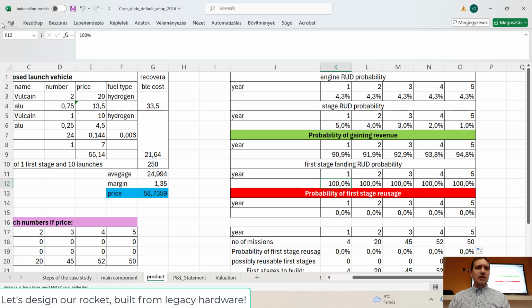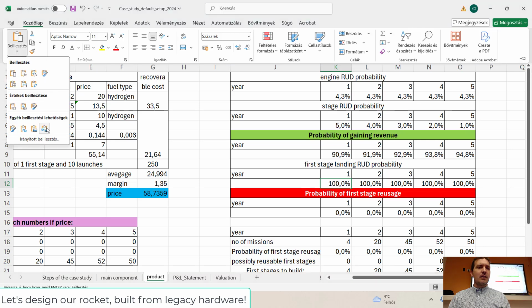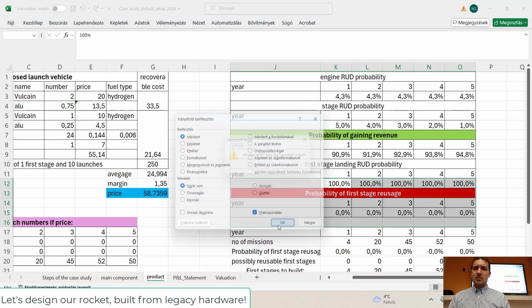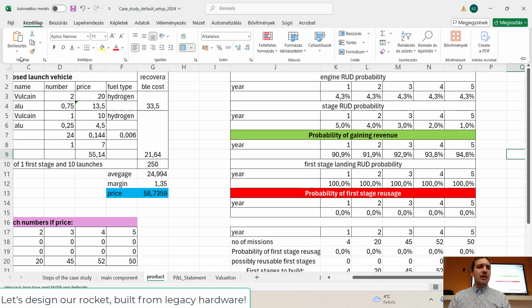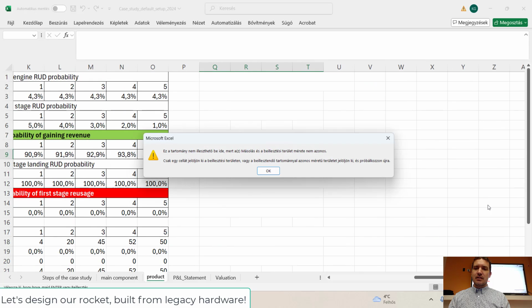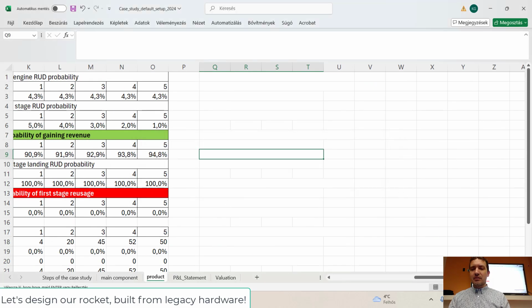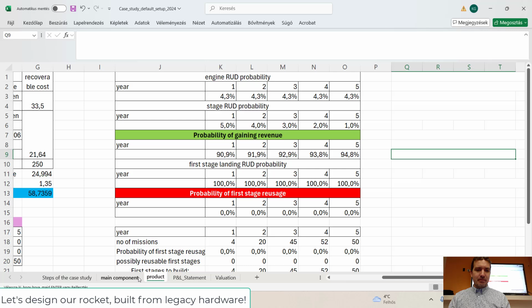And can I create transfer? No, I cannot do it. Okay. Then can I do it here? No. Then I have to do it manually. Great.